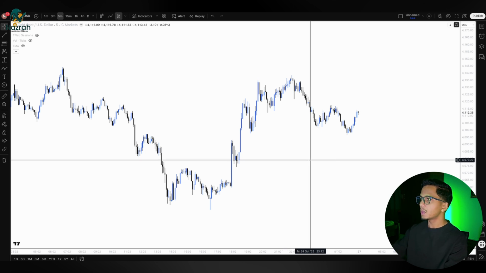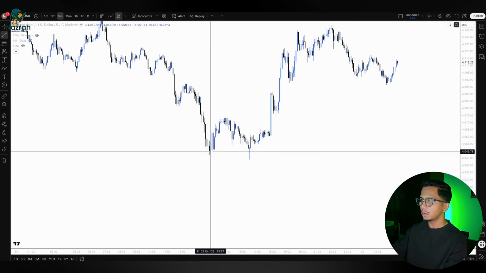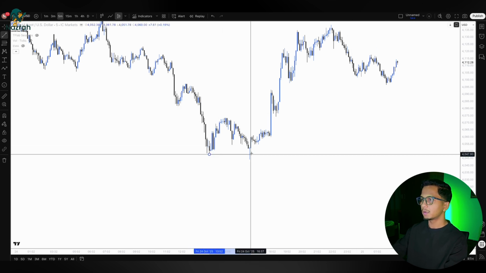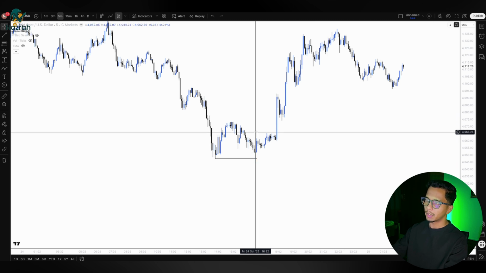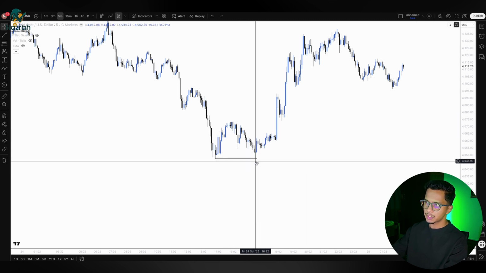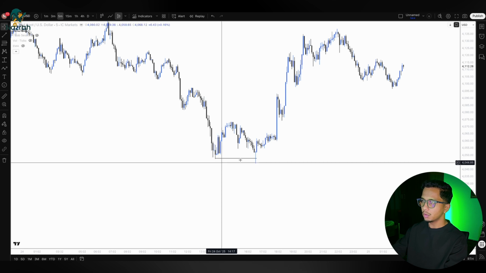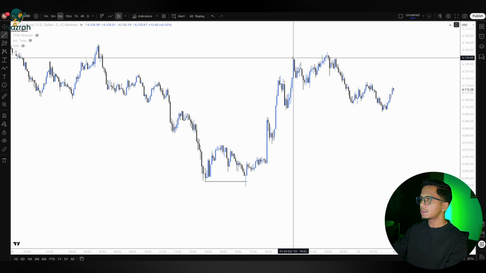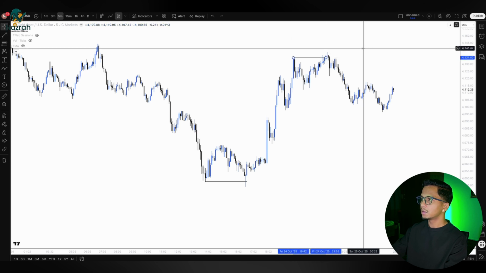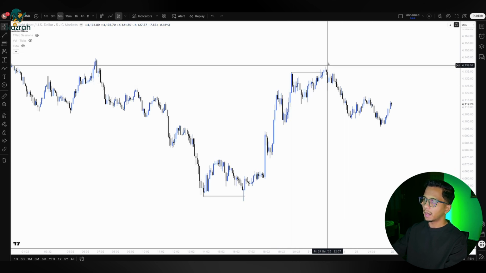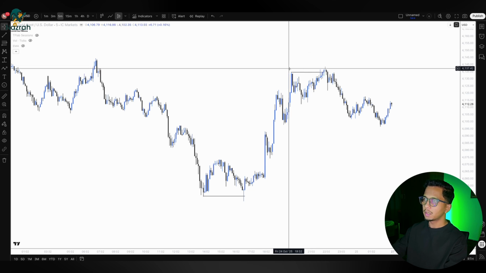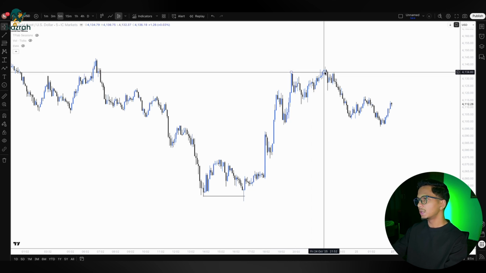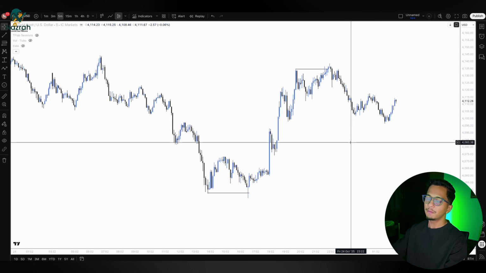To give you an example, if you look here, this right here is a perfect example of an inducement because the market triggered sellers in the wrong direction, took all the liquidity below this low, and moved in the opposite direction. Another example is right here, where the market triggered buyers in the wrong direction, took all the liquidity above this high, and moved in the opposite direction. Now you'll find these inducements throughout the chart. This is the trap we exploit.